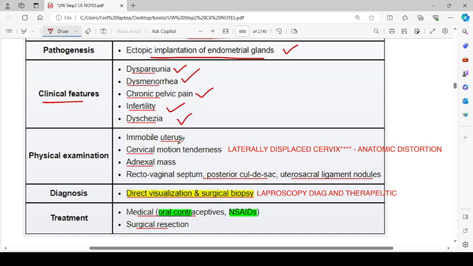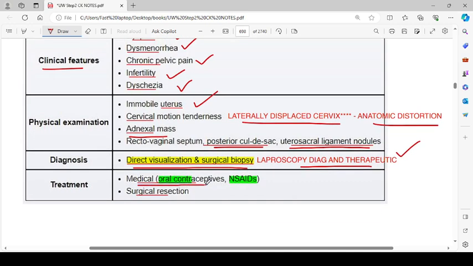Physical examination shows immobile uterus, cervical motion tenderness, laterally displaced cervix and anatomic distortion, adnexal mass, rectovaginal septum, posterior cul-de-sac, and uterosacral ligament nodule. Diagnosis is direct visualization and surgical biopsy. Laparoscopy is diagnostic as well as the therapeutic modality of choice. Treatment is medical, oral contraceptive and NSAIDs, and surgical resection.